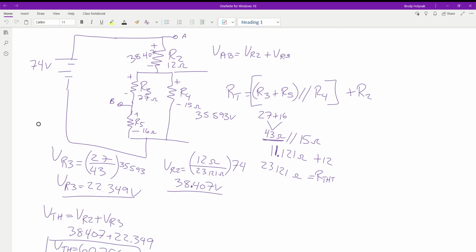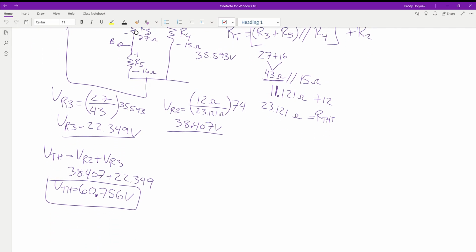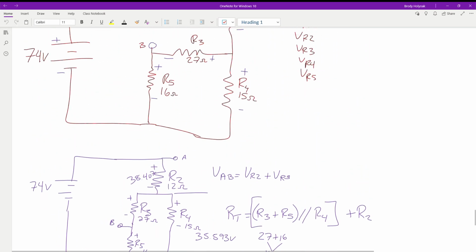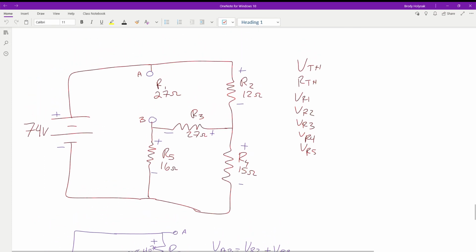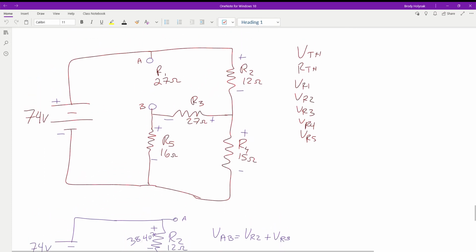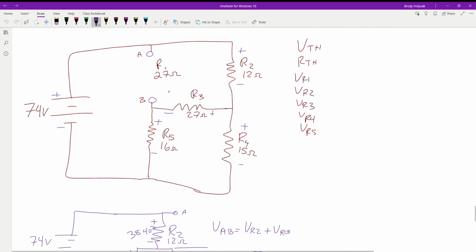So yesterday, we ran through. The voltage we were looking for was from A to B, and so we had to solve what the voltage drop across R2 was and across R3, and we ended up with a Thevenin voltage of 60.756 volts, and that's where we left off. So now, we need to determine the resistance for our Thevenin circuit. Again, the steps for finding Thevenin are we short the supply and we solve what the resistance is going to be looking from points A and B. Okay?